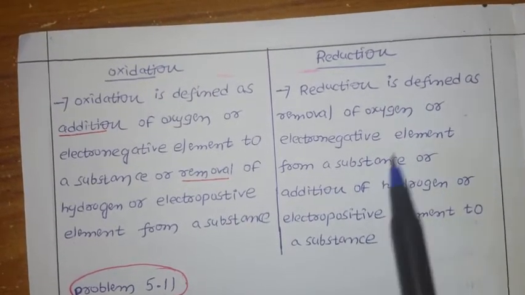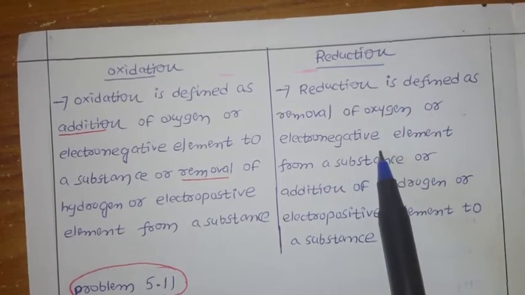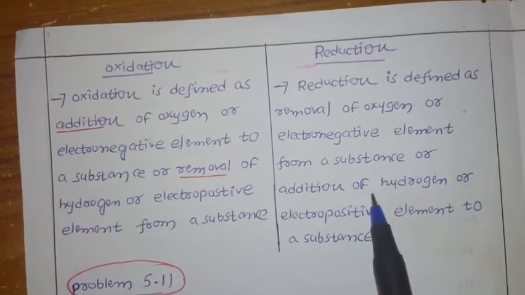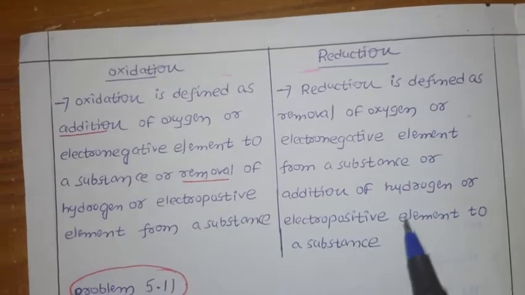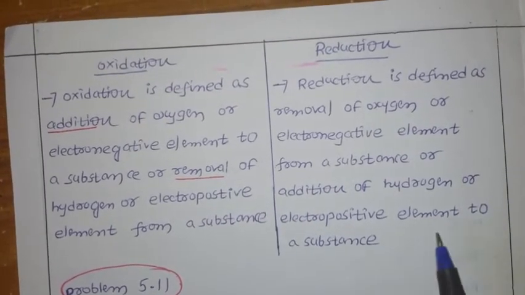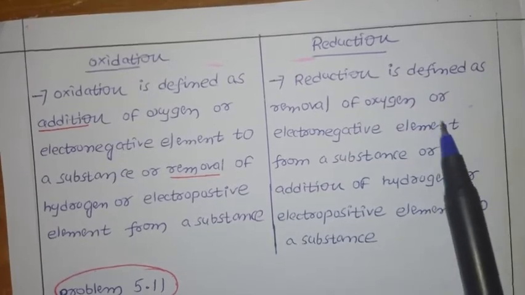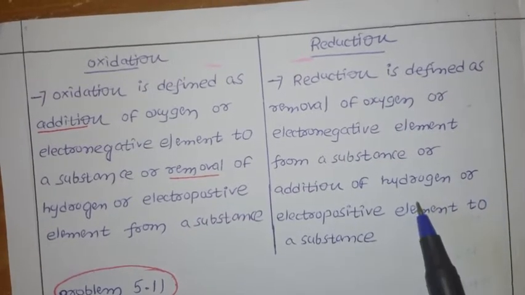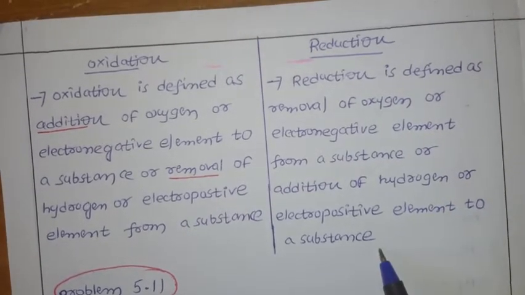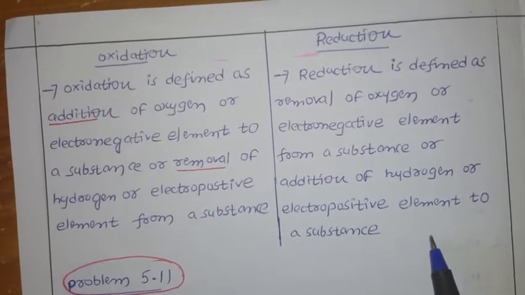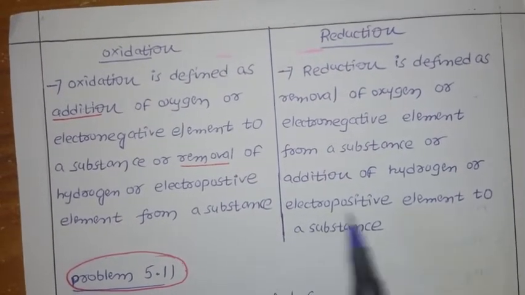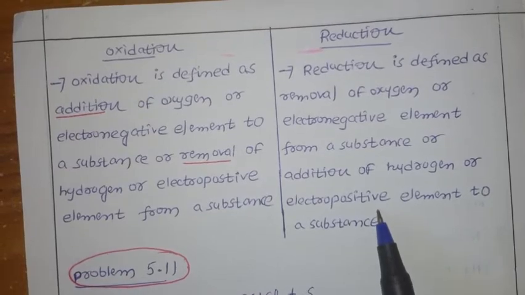You are going to remove either oxygen or electronegative element from the substance, or you are going to add hydrogen or electropositive element to the substance. So either addition of what? You are going to add the hydrogen or electropositive element to a substance, called as what? Reduction. You can define these many ways, oxidation and reduction. These are according to the old concept.